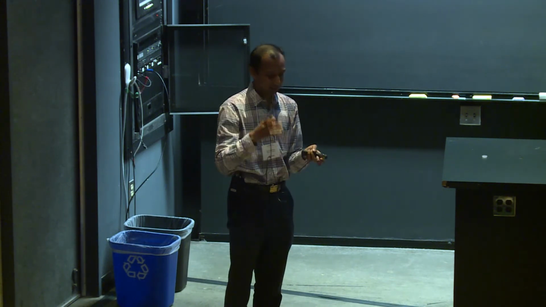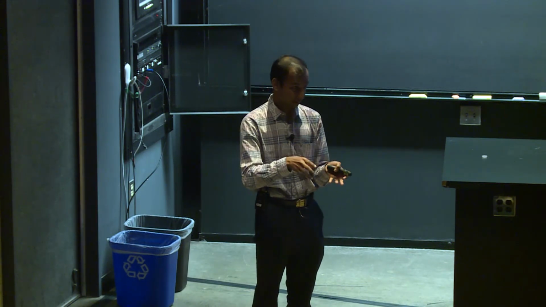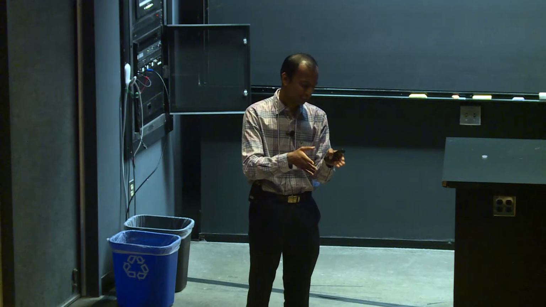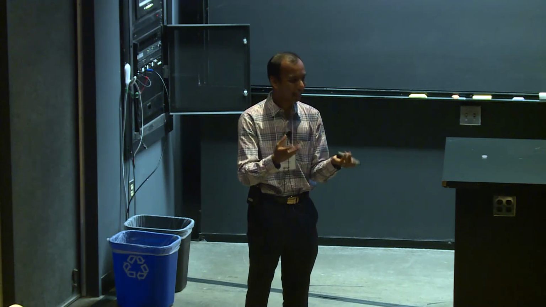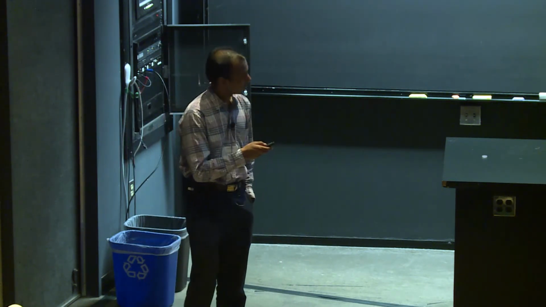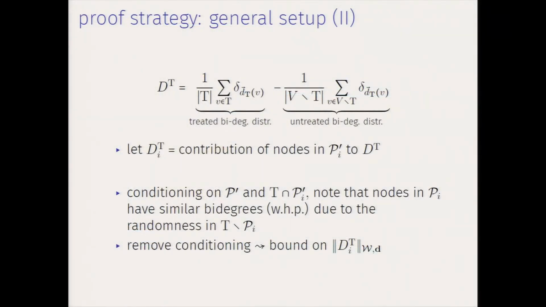And that means the key is that vertices in P prime i all have similar degree. And because the binomial distribution is concentrated, this means that essentially all the vertices in P prime i will have similar numbers of treated and untreated neighbors. And so that gives a kind of balance. And so once we remove the conditioning, we get a bound on this d i t. I should specify what I mean by a bound on d i t. This is a distribution. I fixed this metric d. And the bound is really on the Wasserstein norm of that distribution. Because what we're saying is that this distribution is close to 0, but it's in the Wasserstein sense.